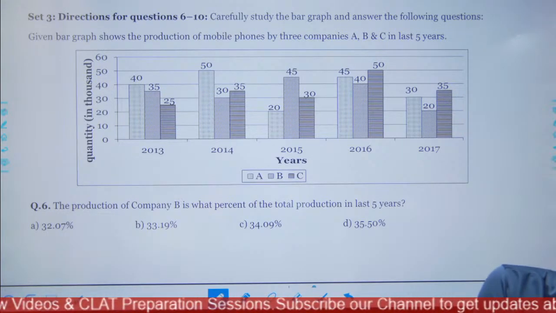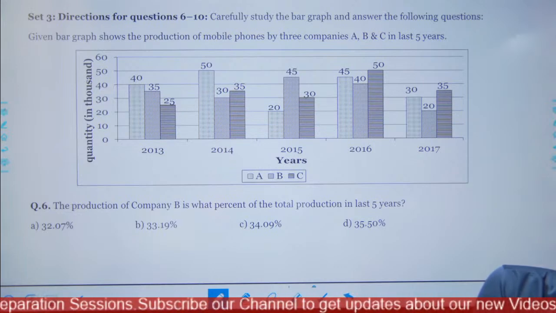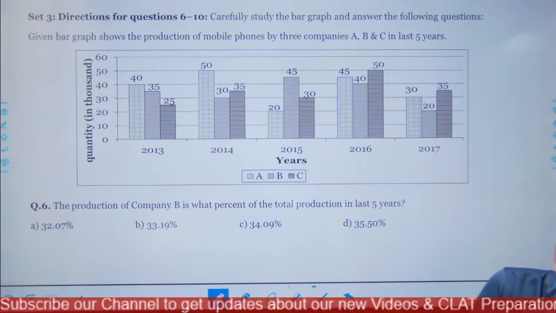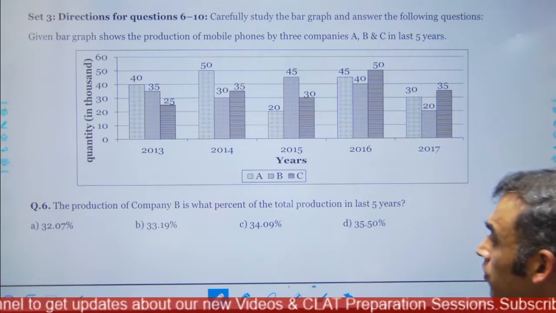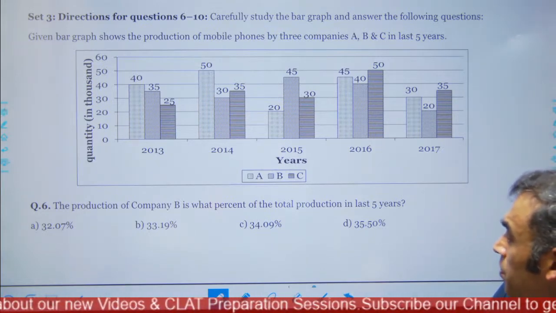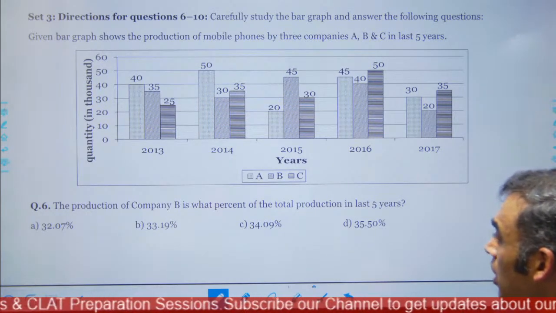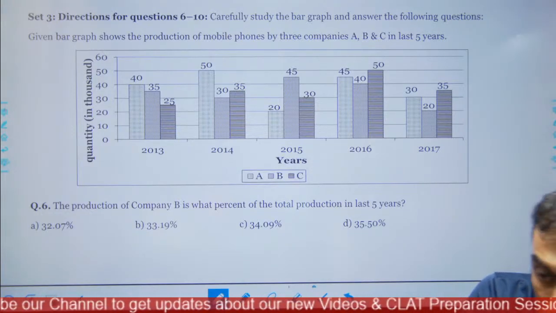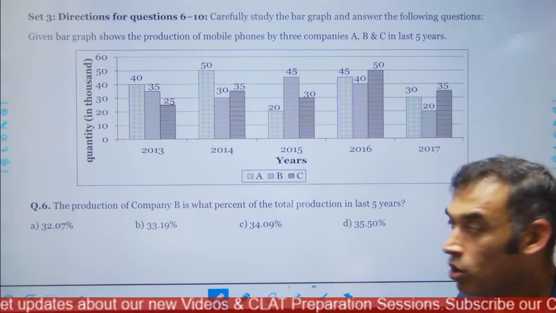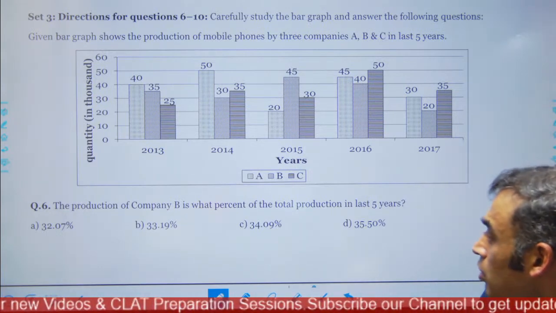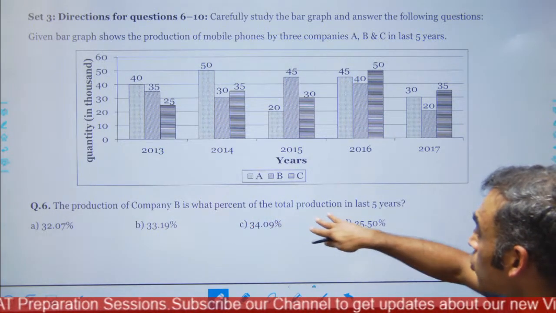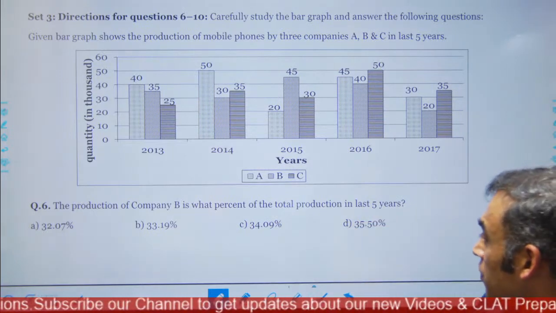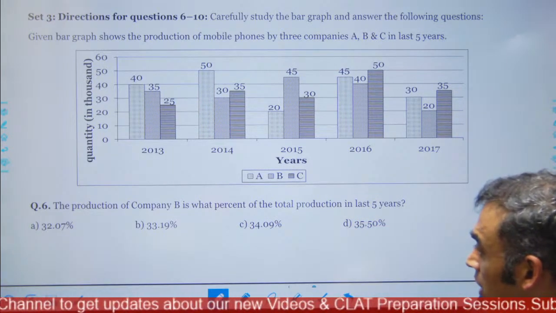The production of company B is what percent of production in the last 5 years? Now, this is a calculation intensive question. There's nothing much that you can do to beat this. I mean, the production of B is what percent of total production in the last 5 years, right?